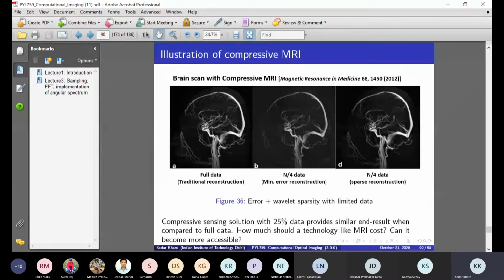But if you now take only n by 4 data, you see that a minimum error reconstruction is of very poor quality, meaning you have lost a lot of features and things are faint. The image still retains the main features, but the fine vasculature is not there. So it is not a very good image for diagnosis.